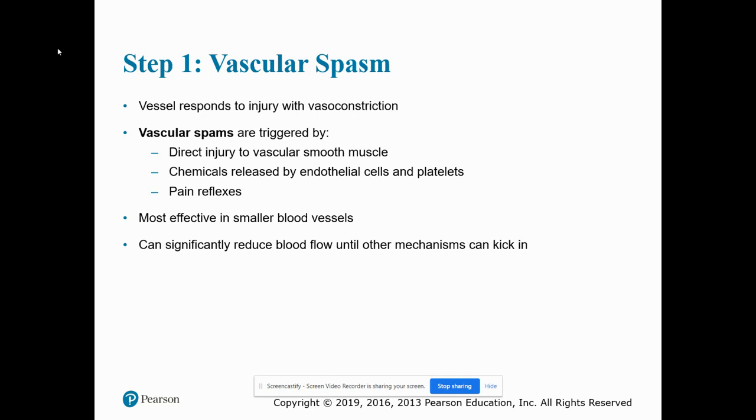Vascular spasms are triggered by a number of things, including direct injury to the smooth muscle of the vessel, chemicals released by endothelial cells and platelets, and pain reflexes. Now, vascular spasms are going to be most effective in smaller blood vessels, but they can significantly reduce the blood flow until other mechanisms kick in.